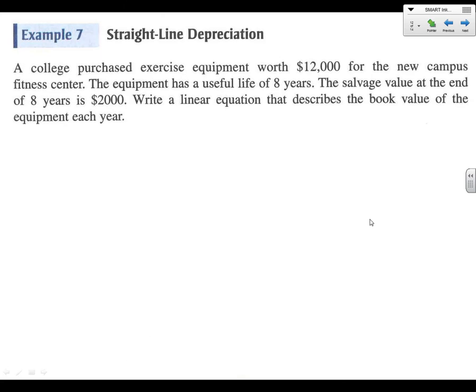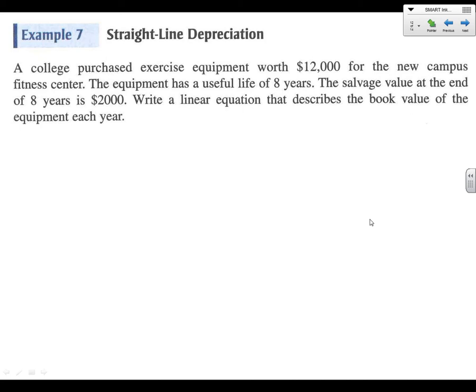All right, let's look at this example 7. A college purchased exercise equipment worth 12 grand for the new campus. The equipment has a useful life of 8 years, and the salvage value at the end of 8 years is $2,000. Okay, so this happens. This is like buying a car. When you buy a car for $12,000, 8 years later, you don't get to sell it for $12,000. Okay, in this example, the exercise equipment after 8 years is only going to be worth $2,000.